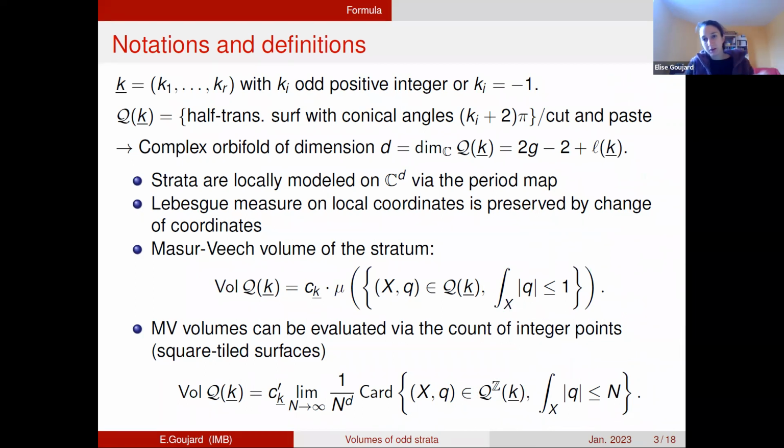Okay, so now I will forget a bit about all this setting and concentrate on the goal of computing volumes of strata of quadratic differentials with odd singularities. The purpose of this slide is just to show you that for that, I just need to count square tile surfaces, basically. Of course, the square tile surfaces that I want to count have specific conical angles. This is the thing that I have to deal with.